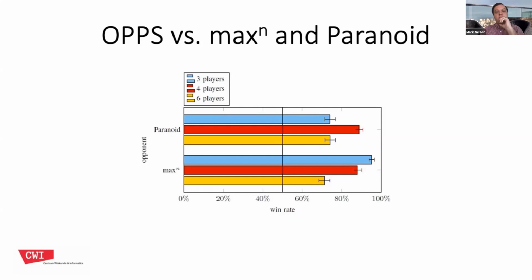In our second set of experiments, we tested this at 250 milliseconds per move, with the same parameter settings that were found to be optimal against BRS+ before, without retuning anything. And we indeed found that OPPS is much stronger than both MaxN and Paranoid in all variants of the game.